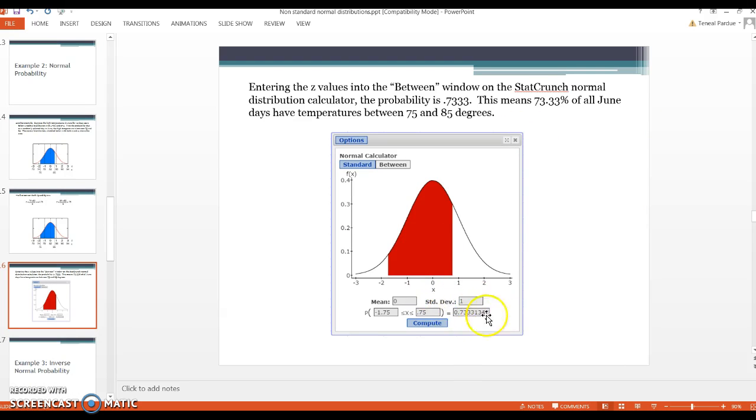So that's our answer. In other words, 73.33% of all June days will have temperatures between 75 and 85 degrees. All right, so that's the first two examples. I'll pick up in the next video with the inverse normal probabilities.